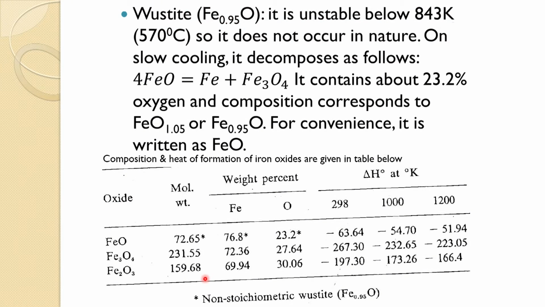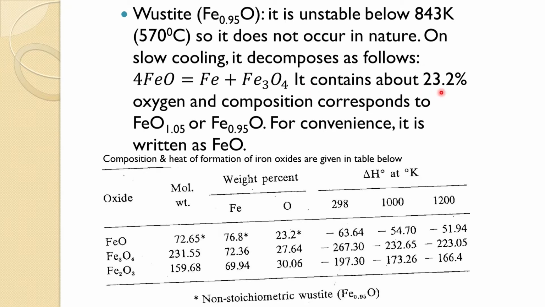So, this is one region. Now, we have wustite, FeO. It is unstable below 843 degrees Kelvin, that is 573 degrees Celsius. So, it does not occur in nature. One should know FeO is not a naturally occurring compound, because it is unstable. On slow cooling, it decomposes as follows. It gives magnetite and iron.